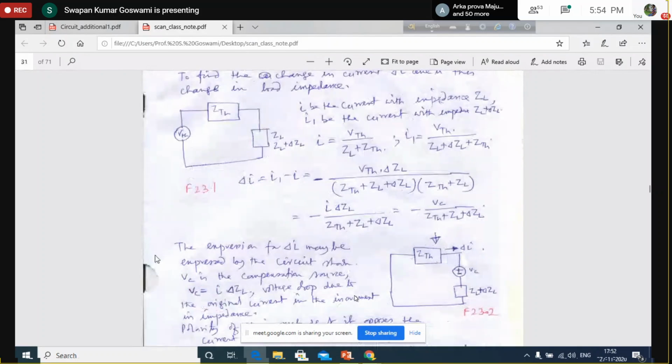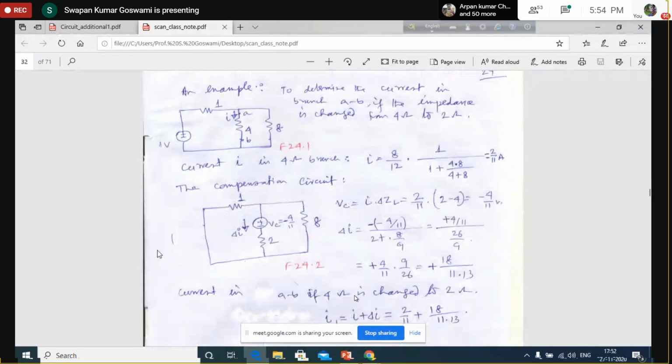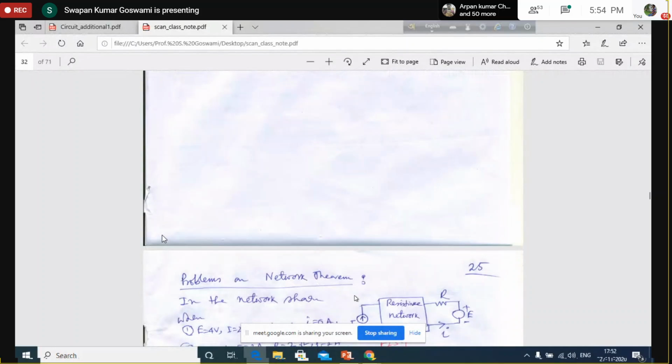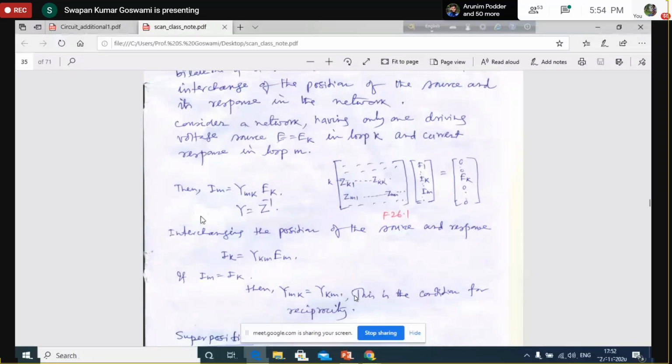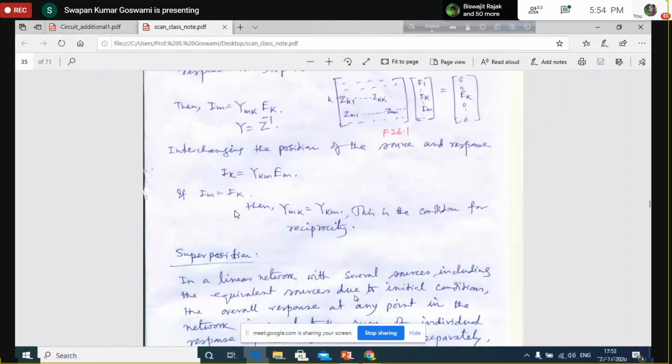Yes, sir. But generally, you can say that the condition to be fulfilled for being reciprocal is that ZMK will be equal to ZKM, YMK will be equal to YKM. That is, whether it is the loop impedance matrix or the nodal impedance matrix, whatever it may be, for a reciprocal network any network matrix will be a symmetric matrix. Is it clear?